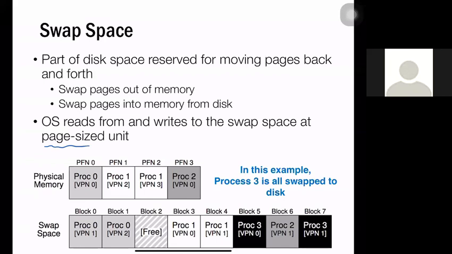Okay, and also in this example, as you can see, process number 3 is fully swapped out to disk because none of its virtual pages, none of its data, is currently residing in the physical memory. So there's a dark colored process number 3, which is the fourth process. While the first 3 processes, process 0, process 1, and process 2, have a part of them currently residing within the physical memory.